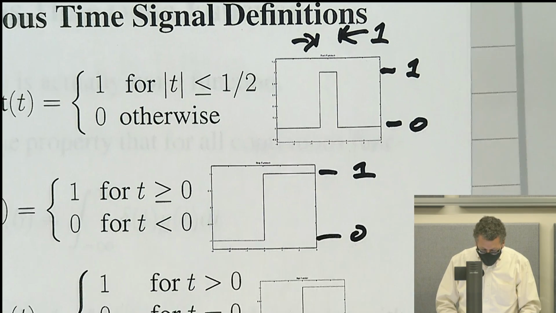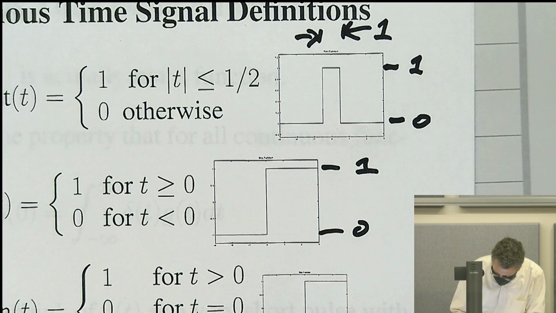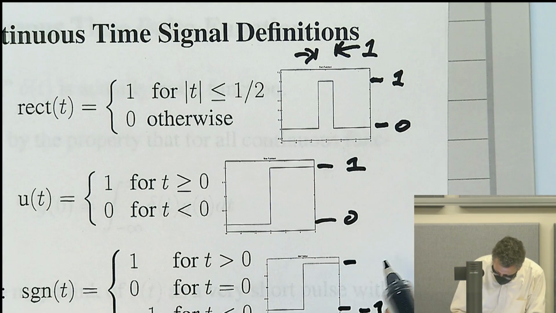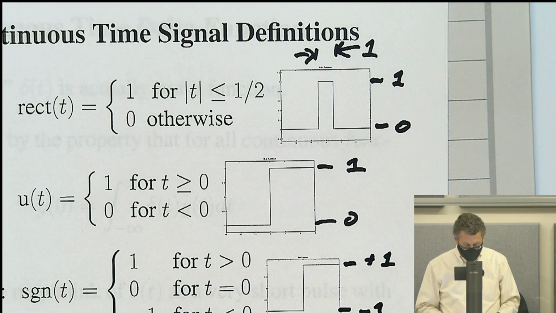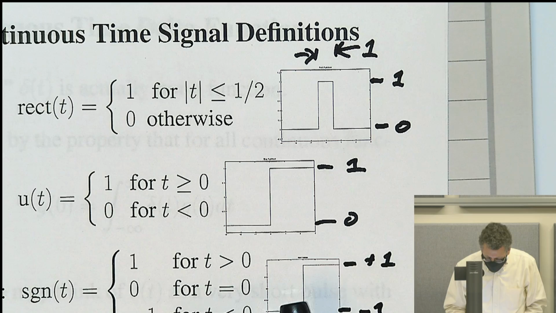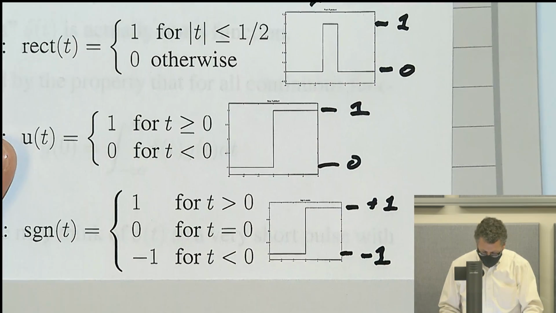And then the sign function. The sign function and the step function look almost the same, but really they're different, because this is minus 1 and this is plus 1. So it's taking the sign of the argument, and at 0 it's 0, because the sign is sort of undefined.